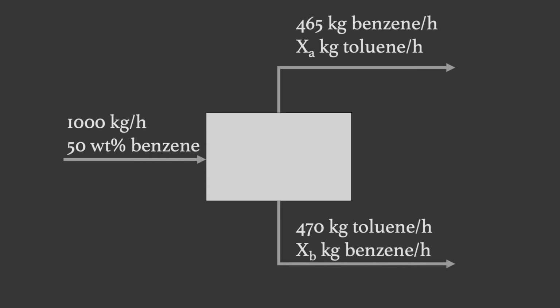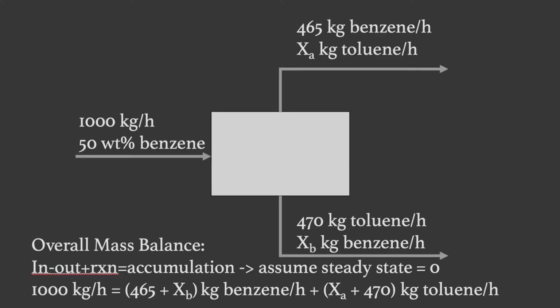So our top stream, we have 465 kilograms of benzene flowing per hour and an unknown amount of toluene. Then in our bottom stream, we have 470 kilograms of toluene per hour and an unknown amount of benzene. So next, we're going to set up our overall mass balance. So we're going to use our equation, in minus out plus reaction, where we have no reaction going on here between benzene and toluene, so I just combine the generation and consumption terms into just one general reaction term, which is equal to 0 in this case.